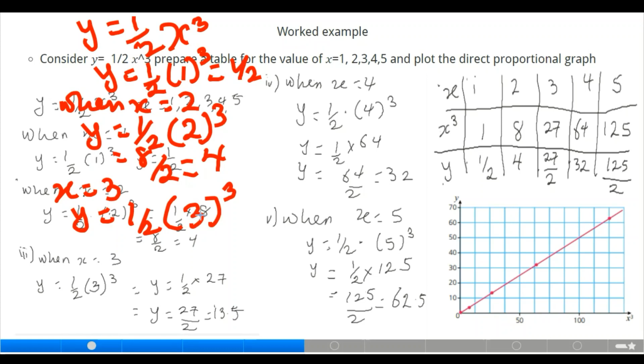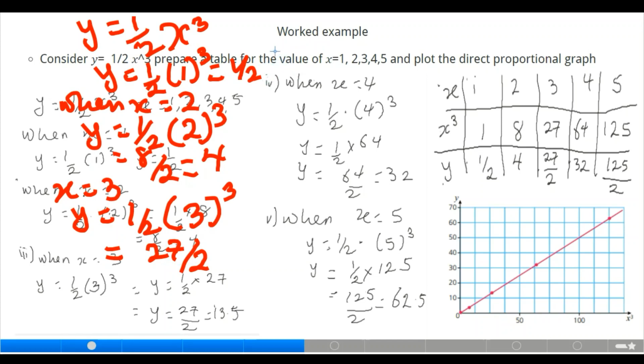So we replace the x value with the value of x, which is 3. Now 3 raised to power 3 is what? 27. 27 multiplied by half will give us 27 over 2. So when x is 3, y is 27 divided by 2.